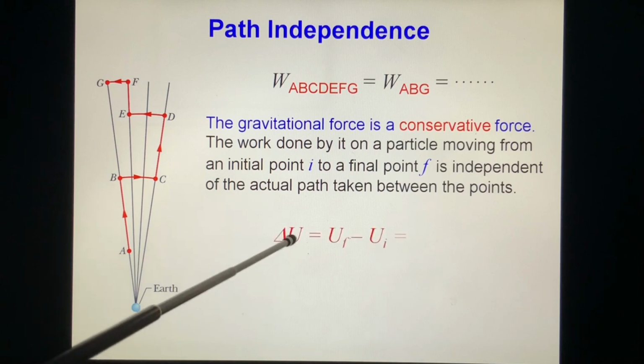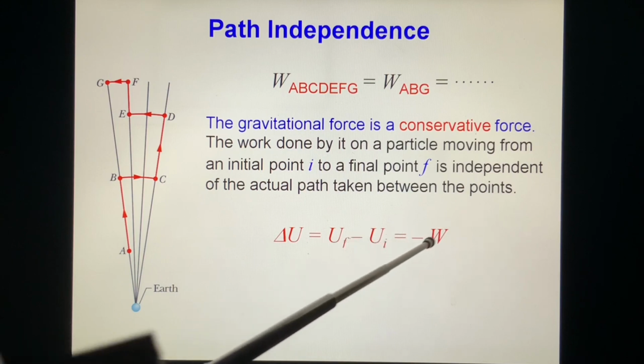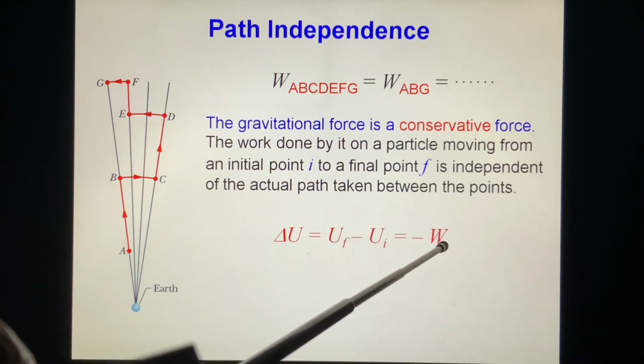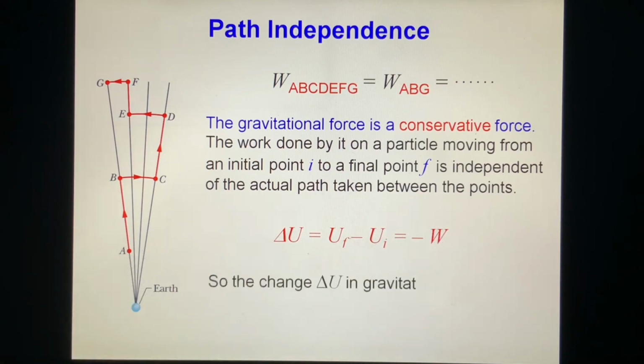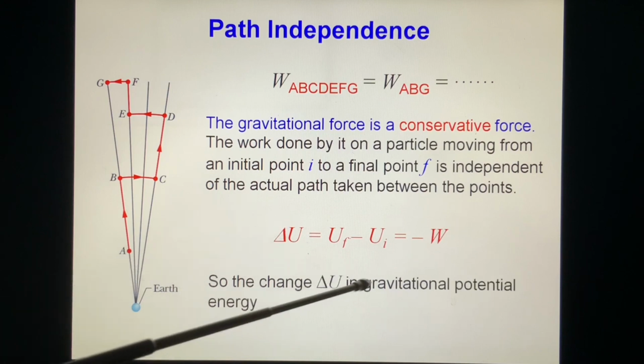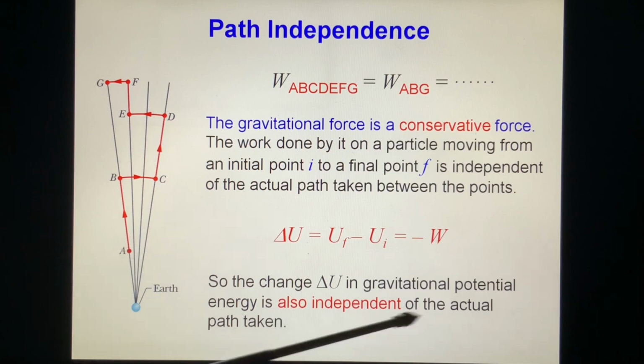So delta U equals U final minus U initial, equals minus W, where W is the work done by the gravitational force. This is the definition. Okay. So the change delta U in gravitational potential energy is also independent of the actual path taken, and only depends on the two terminal ends.